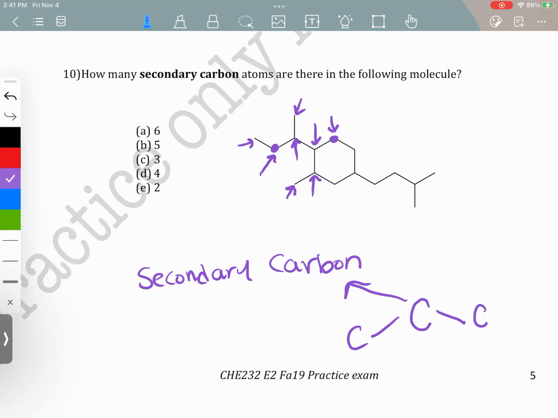This carbon is what? Secondary. And the one next to it is the same, secondary. Secondary here too. What about this carbon? Yeah, secondary. This one here is tertiary. These two, however, are both secondary. Tertiary, and then these two are primary. So in total, how many secondary carbons do we have? 1, 2, 3, 4, 5, 6. Six. Answer choice A.